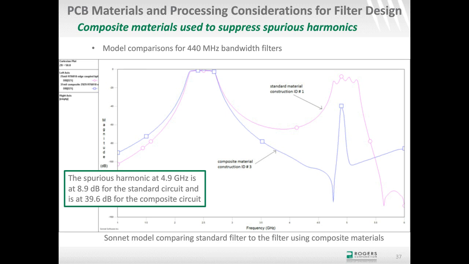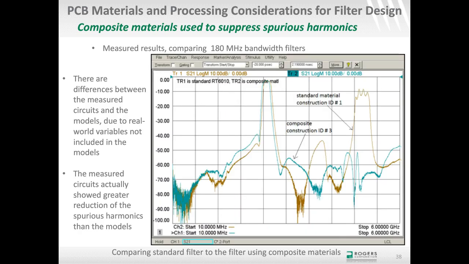So I made circuits, tested them, and I will show a screenshot of these filters being overlaid. And to begin with, this is the 180 megahertz bandwidth filter, and it was centered at 2.5 gigahertz. And you can see the spurious modes off to the right there. The brown curve is filters using the standard material. The blue curve are the filters using the composite material. And we've got a pretty big difference in the harmonics there.